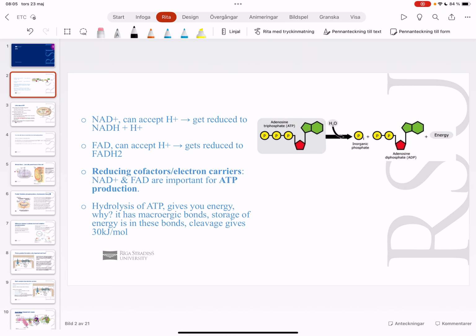Then we have hydrolysis of ATP gives you energy. And why does it do that? It's because it has these macroergic bonds. So storage of energy is in these bonds. Cleavage gives you the energy. As you can see here, we had these 3 phosphates, and just breaking the bond gives you energy, because within these bonds, we have a lot of energy.